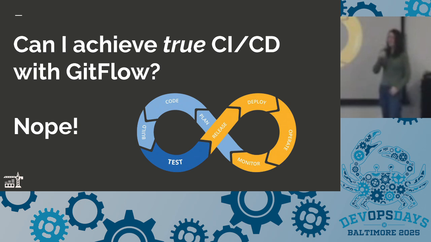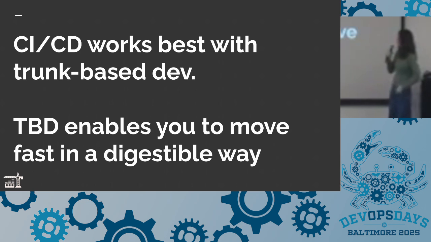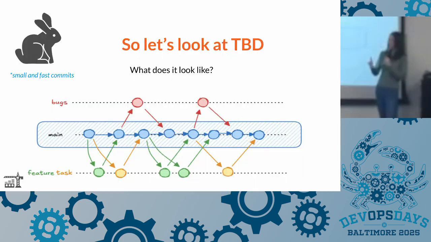And can you achieve CI/CD with Git flow? And the answer is not by definition. Yes, you obviously should still have a CI/CD pipeline if you're doing Git flow, but if you're talking about CI/CD in the traditional sense, which is when you're merging and testing and verifying small batches of code, ideally on a daily basis, you really need trunk-based development in order to achieve that, at least in its purest form. CI/CD, at the end of the day, works best with TBD. You can't really have one without the other. You need TBD to move fast enough to have CI/CD, and you need CI/CD in order to test your code changes with TBD. So let's take a look at TBD and what it looks like.